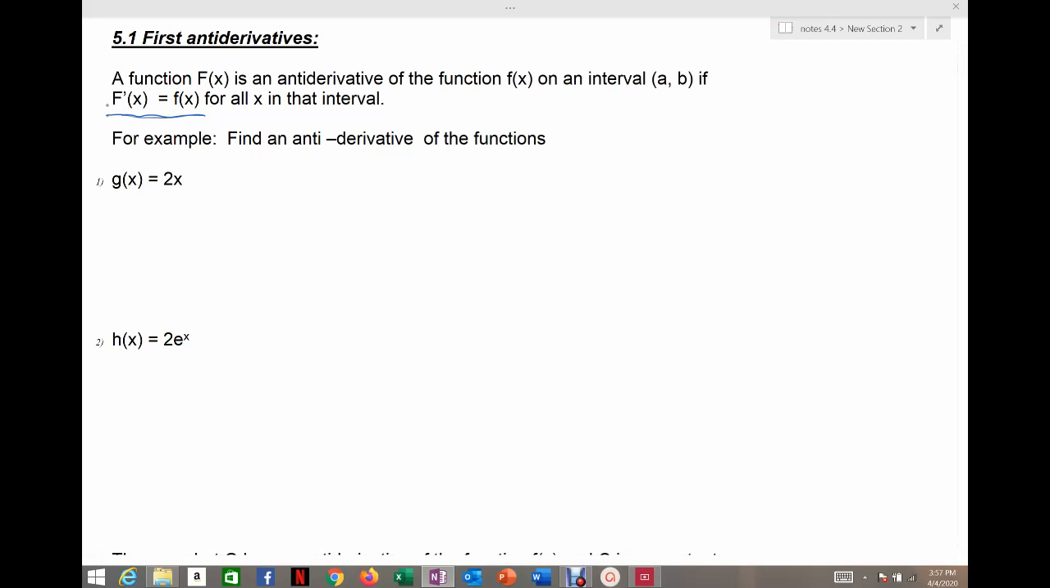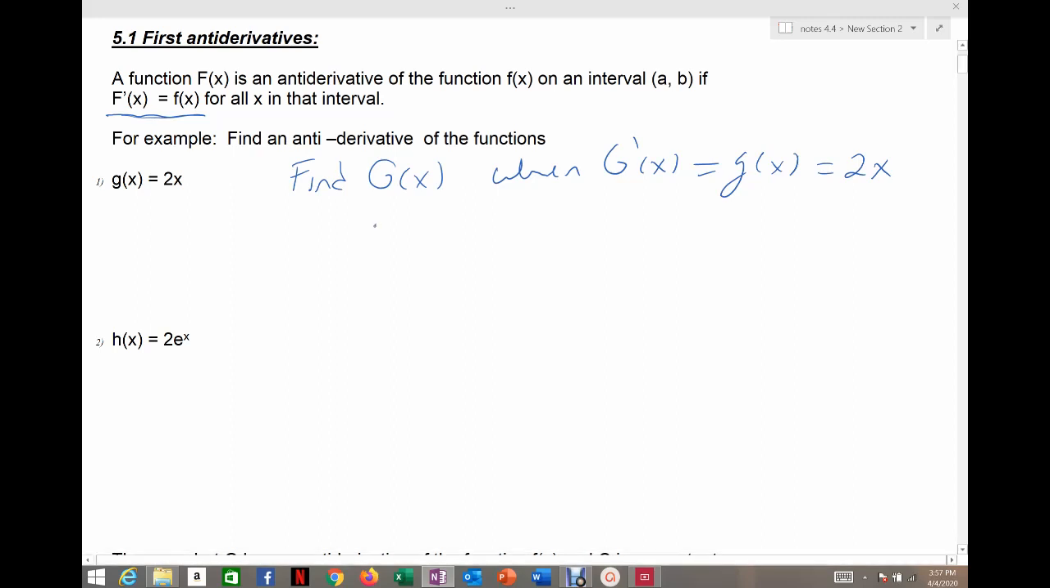And so I've got two examples here. This is the function that I'm given, lowercase g of x equals 2x, and what I want to find is the antiderivative, the capital G of x. So when I take the derivative of the capital G of x, it equals that lowercase g of x, which is 2x. Well, can you think of the function that, when I take its derivative, comes out 2x?